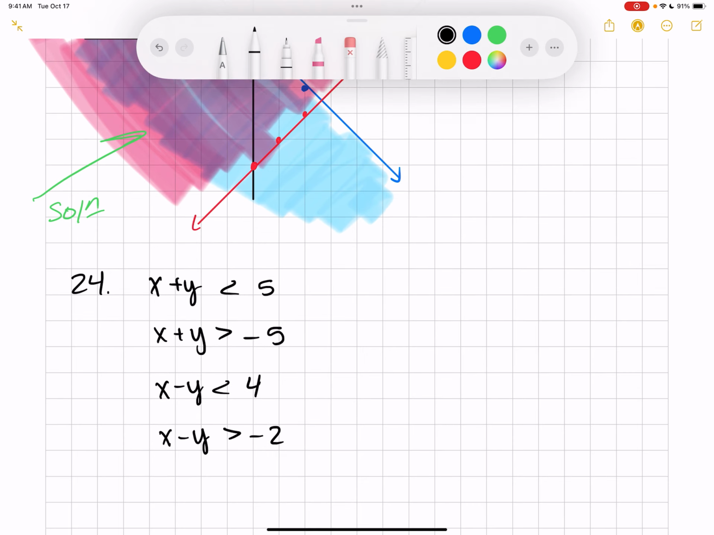When you do these, will all the signs have to be the same, like they're all dotted or they're all solid? No, they do not. These happen to be, but they do not.